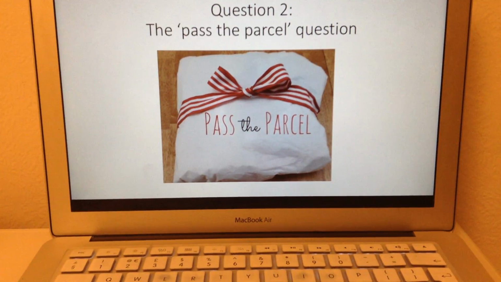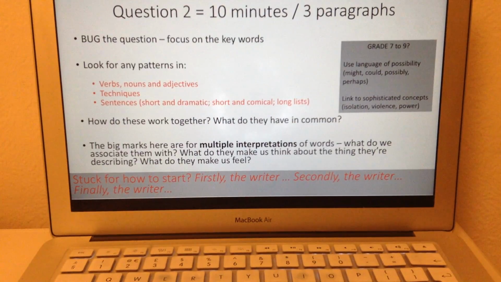Okay, so question 2. Question 2 I like to think of as the pass the parcel question. This is all about picking up words and groups of words and then unwrapping everything they make us think about, where we normally meet that word, why it's a good word to describe the thing it's describing, how it might link to other words, how it might make us feel, like the different layers that you open up when you're playing pass the parcel. So this is 10 minutes for 3 paragraphs. You start by bugging the question.